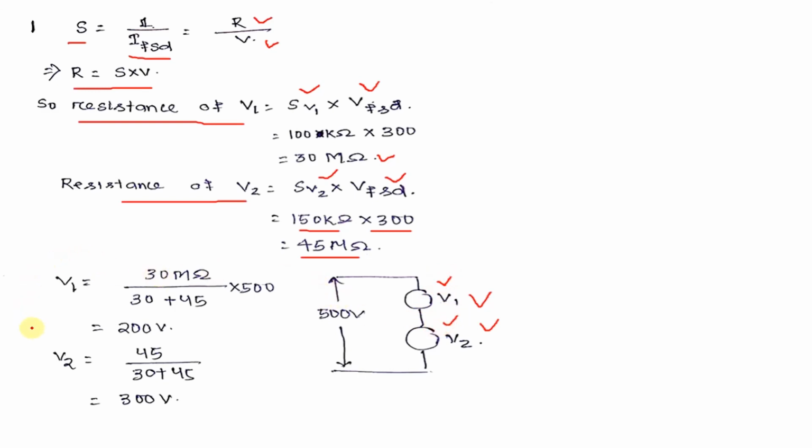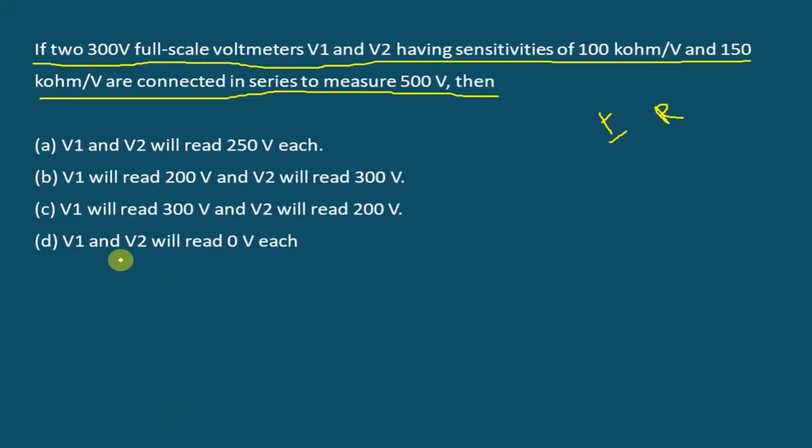Now you can clearly see V1 equals how much? By applying the voltage division method, we can say that V1 equals 30 mega ohm, that is the resistance of V1, divided by the addition of both resistances, into 500 volt, since the supply voltage is 500 volt. So V1 will be showing 200 volt, and similarly we can calculate the voltage shown by V2, which will be 300 volt. Okay. So let's go back to the question. So this is the answer. Okay, V1 will read 200 volt and V2 will read 300 volt.